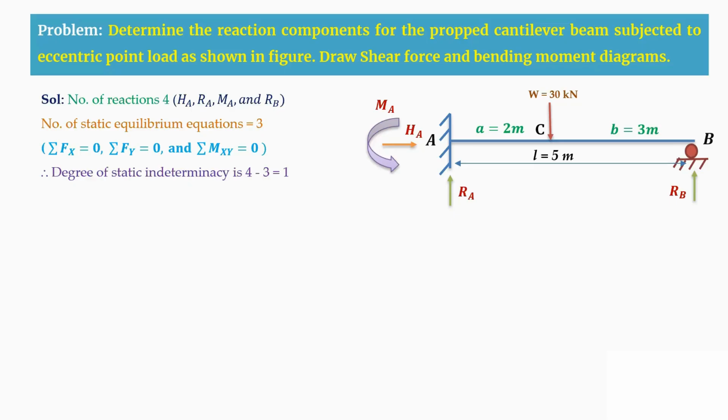Before going to see what a redundant force is, first we'll balance the forces. As we know sigma Fx is 0, as there is no external horizontal load acting on this beam, HA will be equal to 0. Similarly, the summation of the vertical forces is 0. RA and RB are vertically upward reaction forces, due to the externally applied load of 30 kilonewton acting vertically downward. Therefore, RA plus RB will be equal to 30 kilonewton.